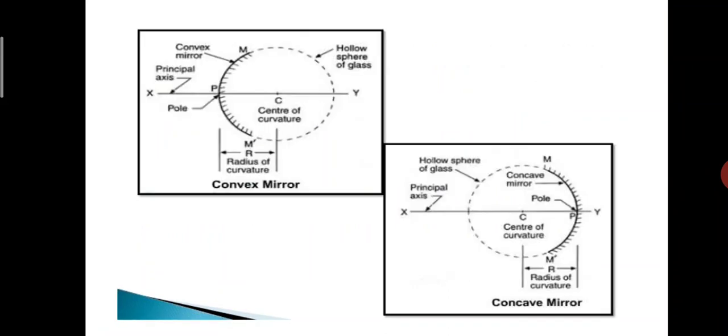As shown in the diagram for both concave and convex mirror, C is the center of curvature, P is the pole, R is radius of curvature, and XY is the principal axis.